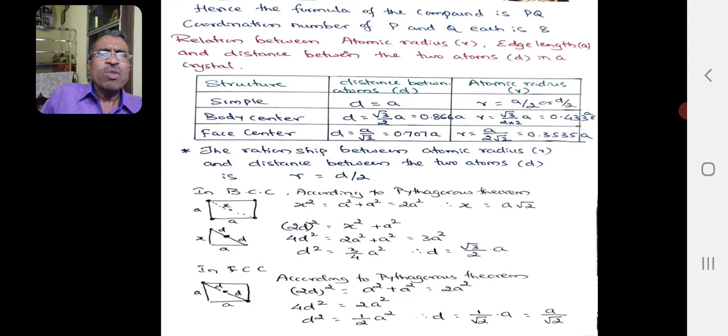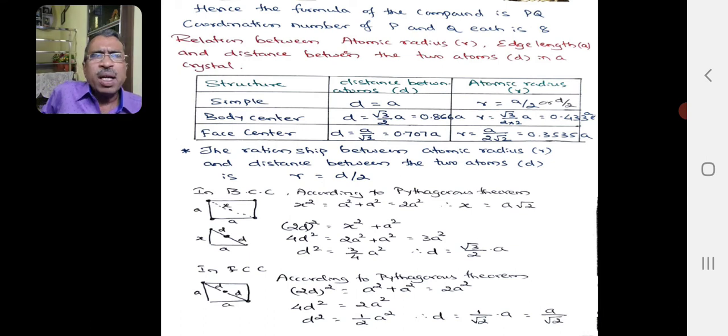Now coming to another very important aspect, to know the relationship between atomic radius, edge length and distance between the 2 atoms, that is d, in a crystal. I have given this in the form of a table. If you take a simple cubic structure, the distance between the two atoms is known as d. Here the distance and also the edge length are both the same. Hence d is equal to a.